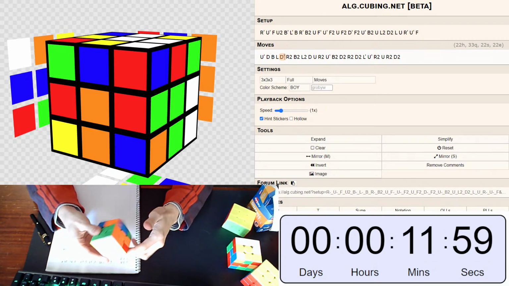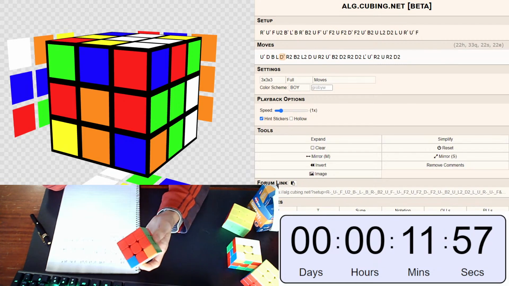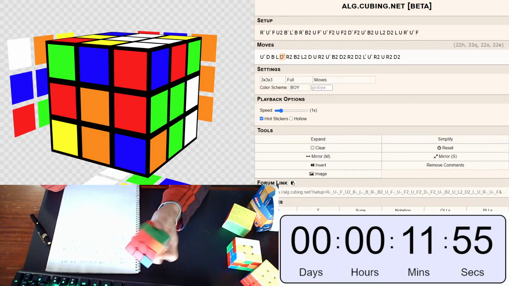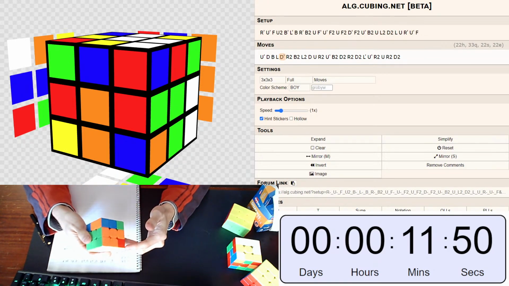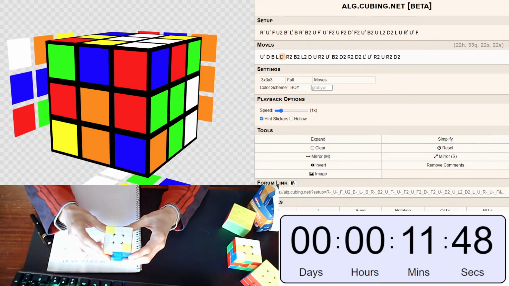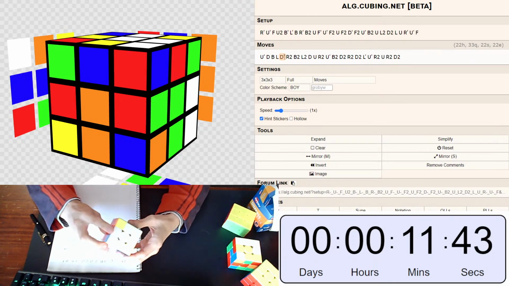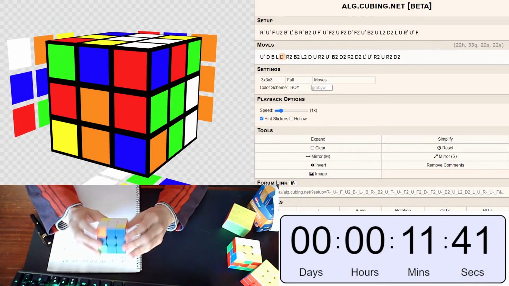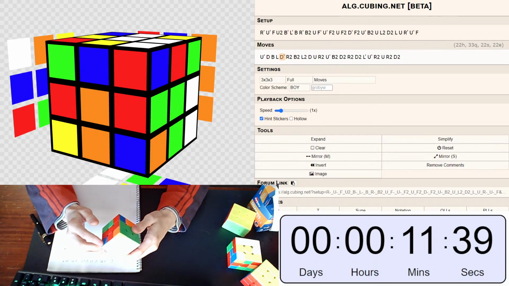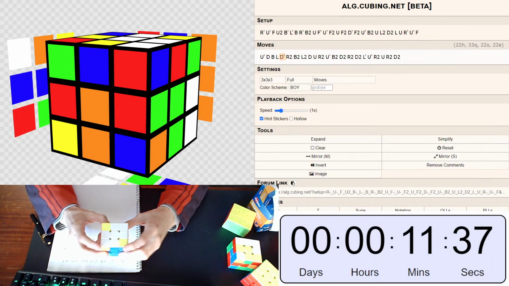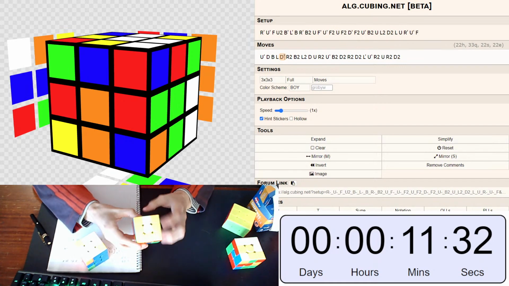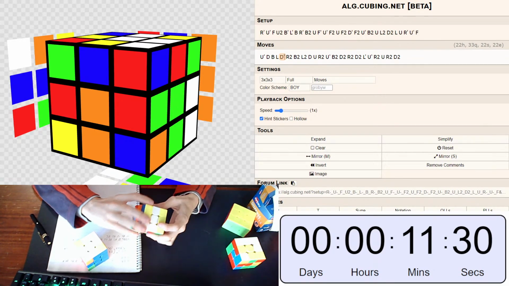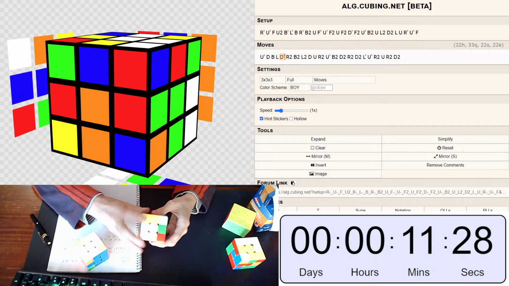This is kind of promising. D. Just do it again from here. So D prime R2 B2, R2 D prime B2 D2 R2 D2 L prime D prime R2.